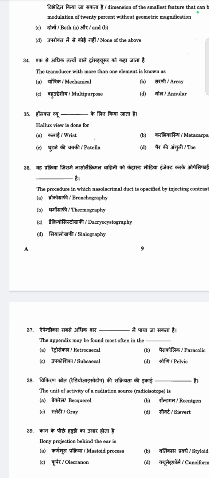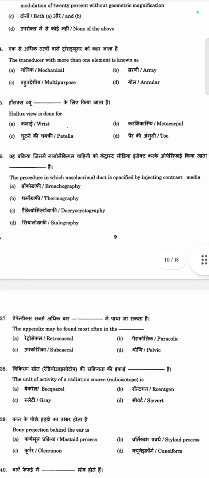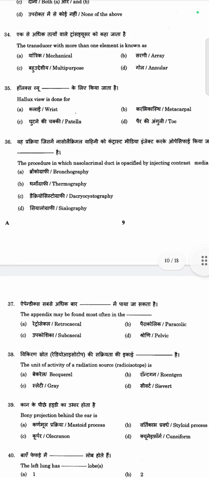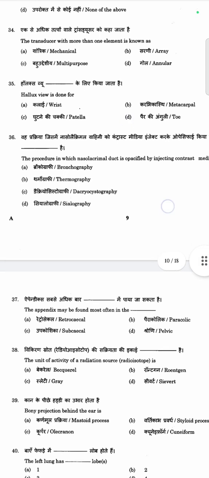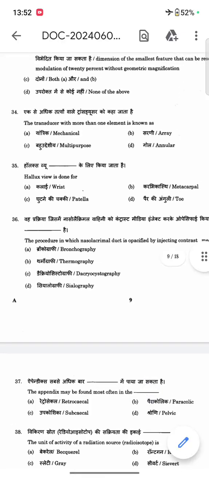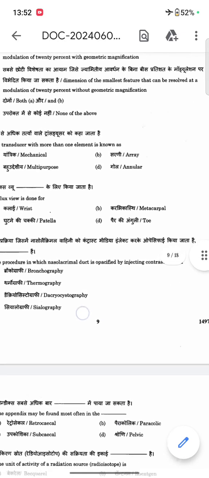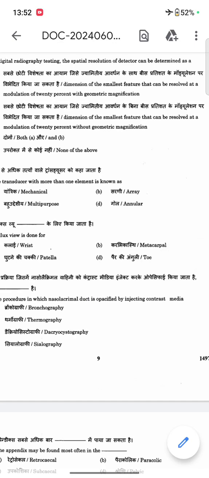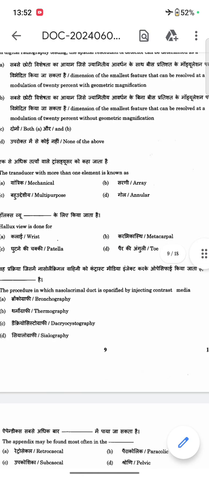The hallux view is done for the metacarpals, wrist, patella, or toes. It is generally taken for the toes, and metatarsals. There is no option given for metatarsal, so the correct answer will be D, toes.